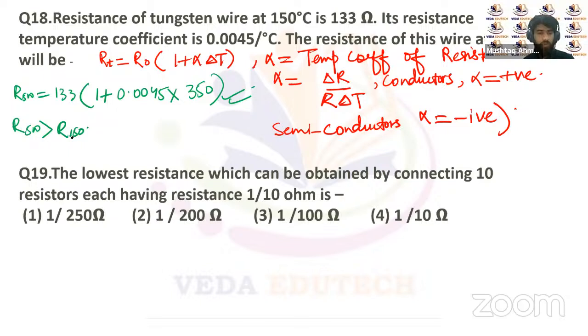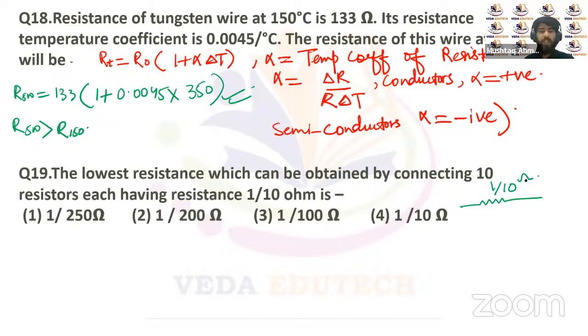Now let's move on to question number 19. The question says: the lowest resistance which can be obtained by connecting 10 resistors, each having resistance 1 upon 10 ohm. So it means that we have 10 resistors here, and each resistor has a resistance of 1 upon 10 ohm.